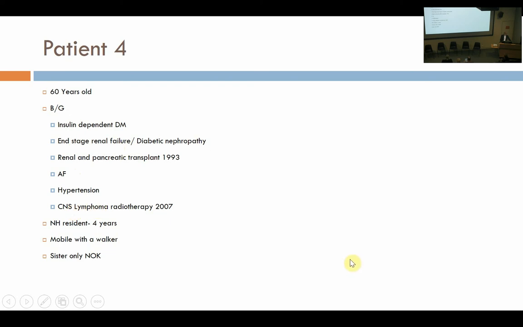She lives in the nursing home. She's been in the nursing home for 4 years, but she walks around, and the sister said the patient was content, had a reasonable quality of life, even though she was unwell. Because she's been suffering this for many, many years, she's learned to live with these comorbidities, and that's the situation she was in.